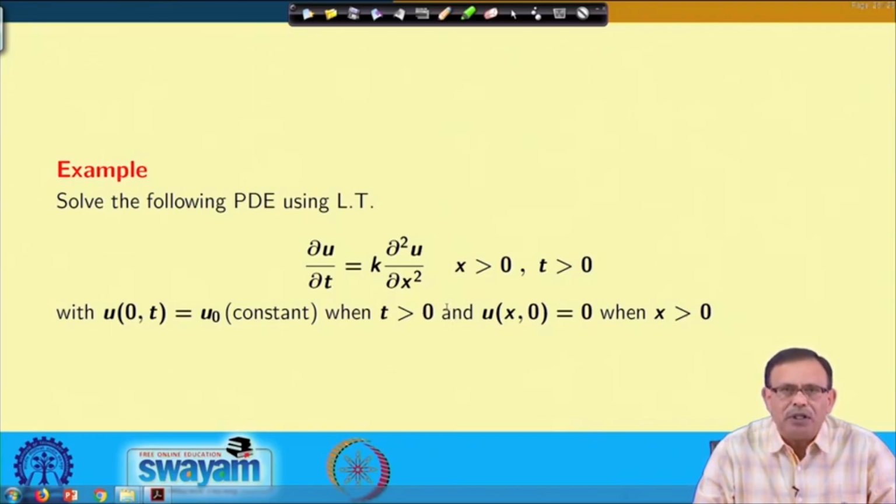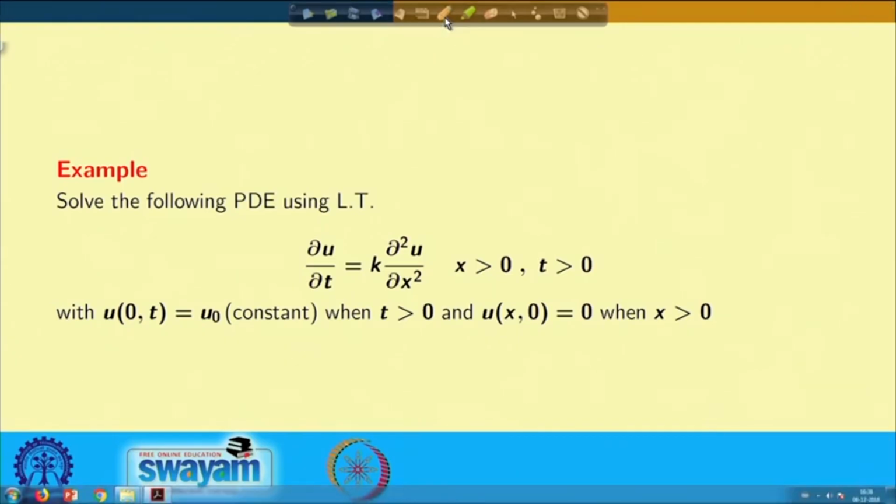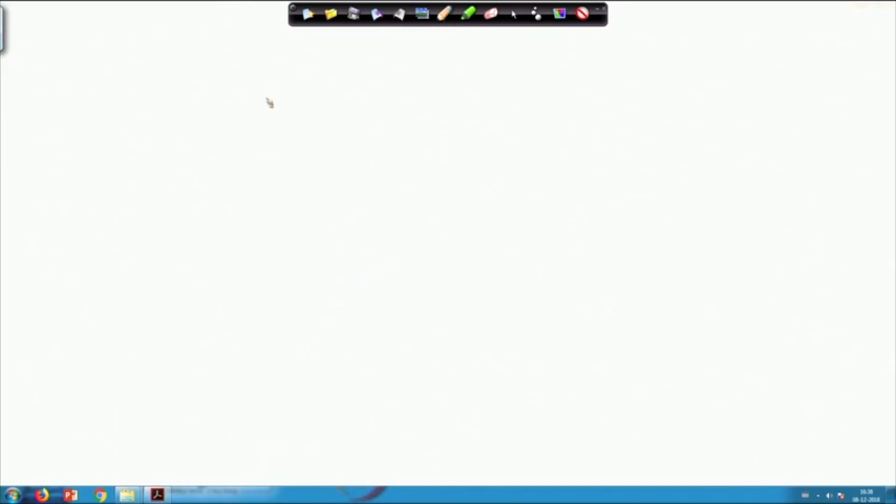So, this is nothing but a heat equation. Please note that this problem is similar to the earlier problem. The only thing we change here is the condition. In the earlier problem, u(0, t) equals f(t), and for this problem we have considered u(0, t) equals u0, which is a constant value. So, del u del t equals k into del 2 u del x square.